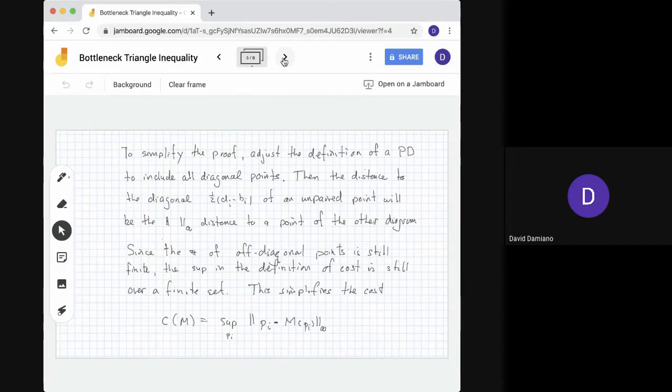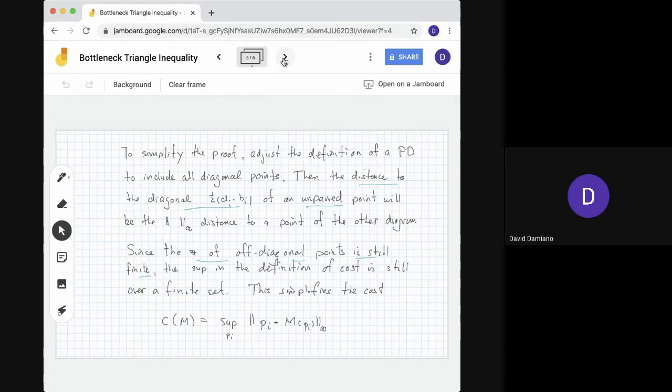Now we want to simplify the proof a little bit for the bottleneck distance function. The way we'll do this, by sleight of hand, is to include all the diagonal points in the diagrams. So when we have the distance to the diagonal of an unpaired point, it will now be to a point in the other diagram. This means we only need to think of 1 sup instead of 3 different sups when we look at the bottleneck distance. And since the number of off-diagonal points is still finite, the sup in the definition is still over a finite set. This simplifies the cost.